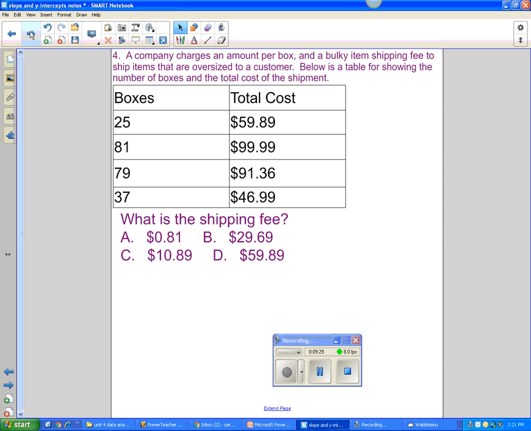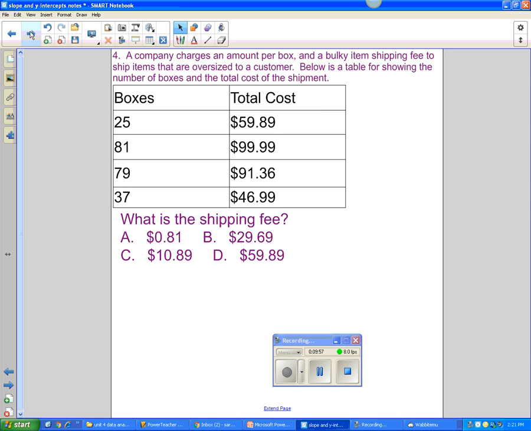Okay. Oh boy, here we go. Let's look up here for a minute. Look up here with me real quick. The company charges what? What's the first thing they charge? An amount per box. What does per box make you think of? X. Good. If it has the x, guys, put your calculators down. Put them down. Per box has an x.